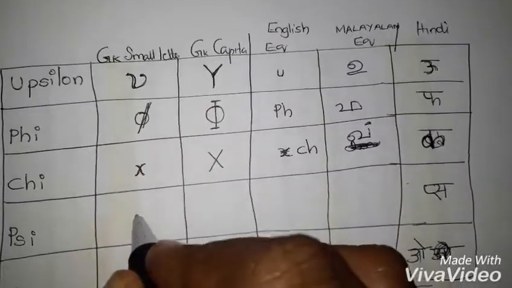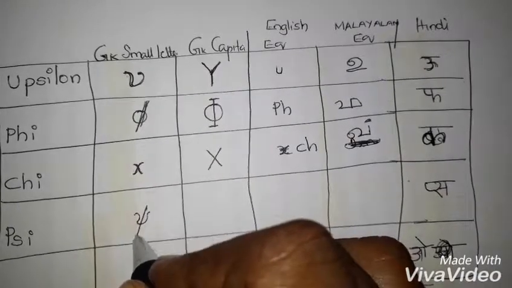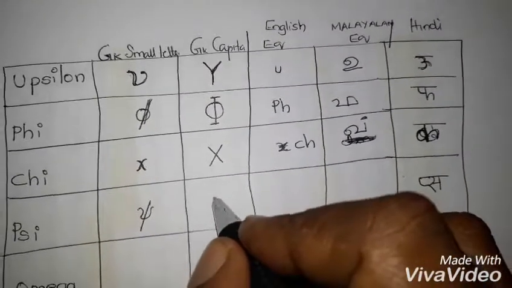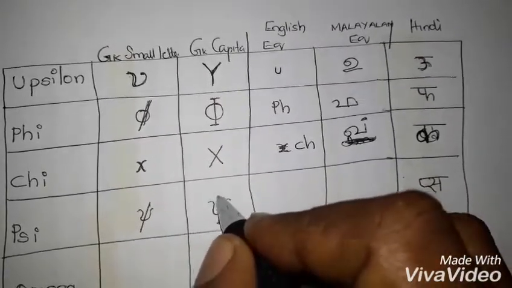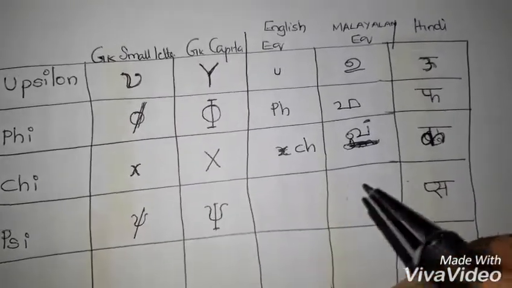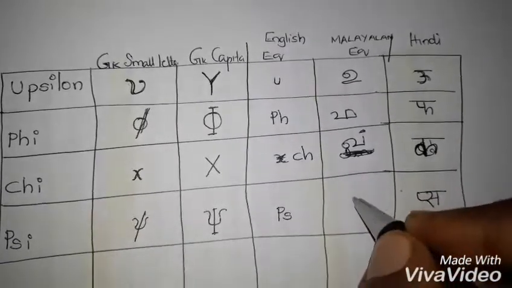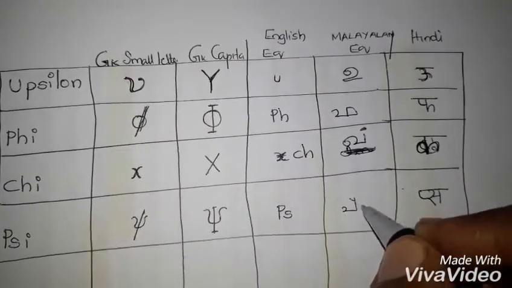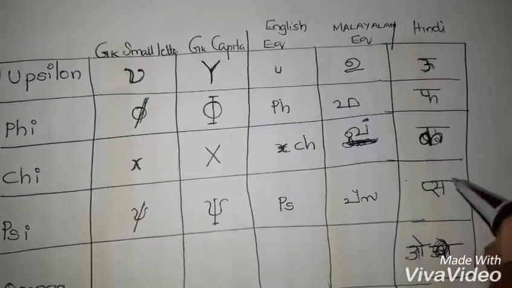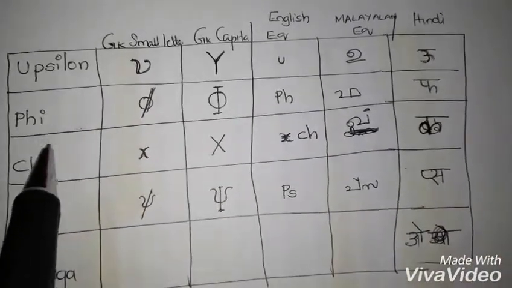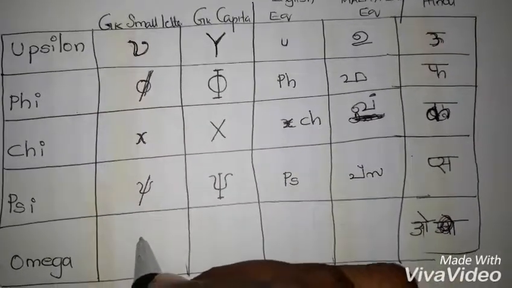Psi is like a kind of upsilon, then you raise the slash, like that. The capital letter you can write straight, then like this. It's kind of a flower. Keep C, PS. Maybe C is psa. Hindi also, pa half, then sa. Psa. Upsilon, phi, chi, psi.